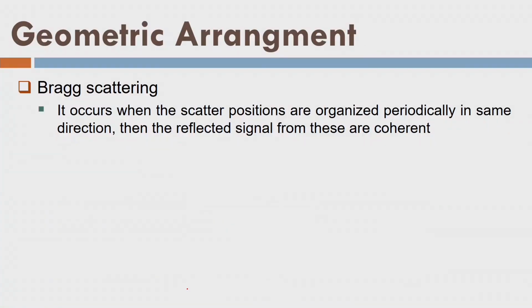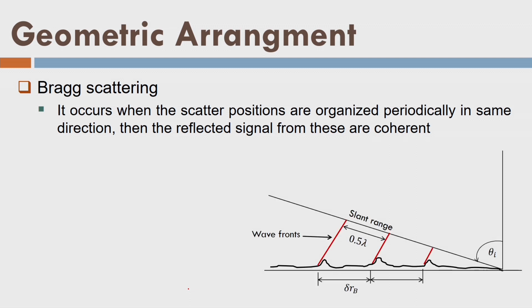Next is the Bragg scattering. Bragg scattering is another phenomenon that also comes from the geometric arrangement of the line of sight as well as the terrain features. This is the line of sight here. Features are like this, and after that there is another feature like this, and these features are so arranged that they are exactly at 0.5 lambda. This is also 0.5 lambda. So, all these features, this feature, this feature and this feature, will provide the coherent backscatter.